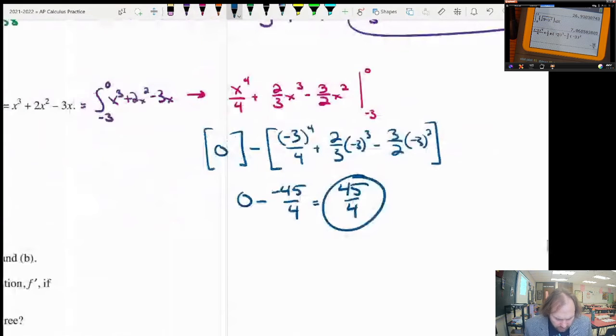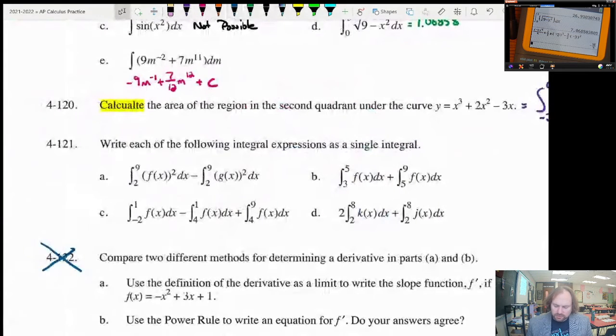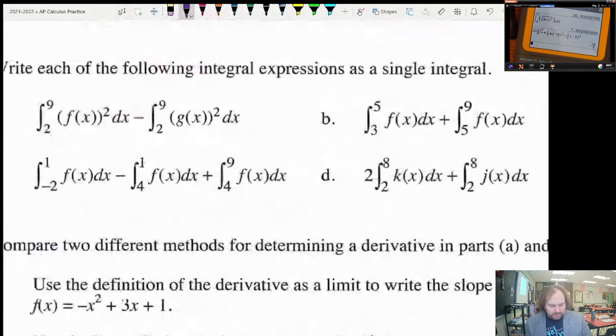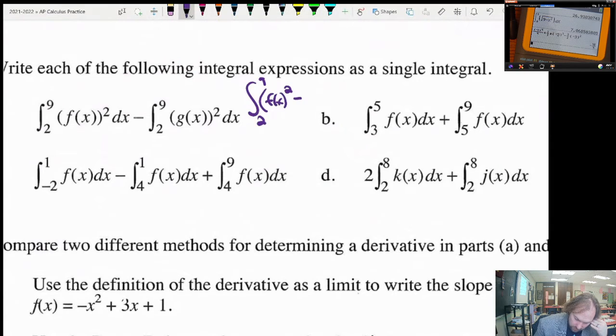Okay, let's move on a little bit. Question 4.121. We're going to write each one of these following integral expressions as a single integral. We'll probably need some more room because there is not a lot for it here. Question A is not too tough to do, though. Looking at it, we have the same bounds, 2 to 9 in both of them. We just got f of x squared and then g of x squared. So all we're going to do is combine this into one integral from 2 to 9 of f of x squared minus g of x squared dx. That's all we got to do there.